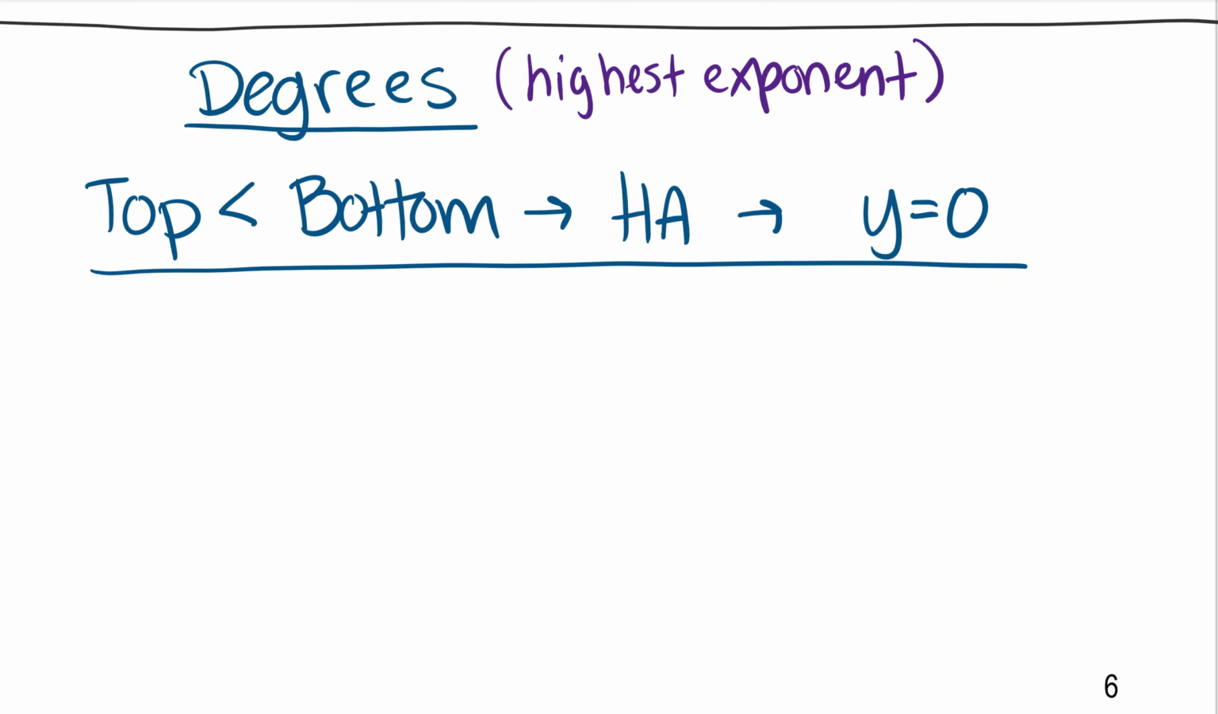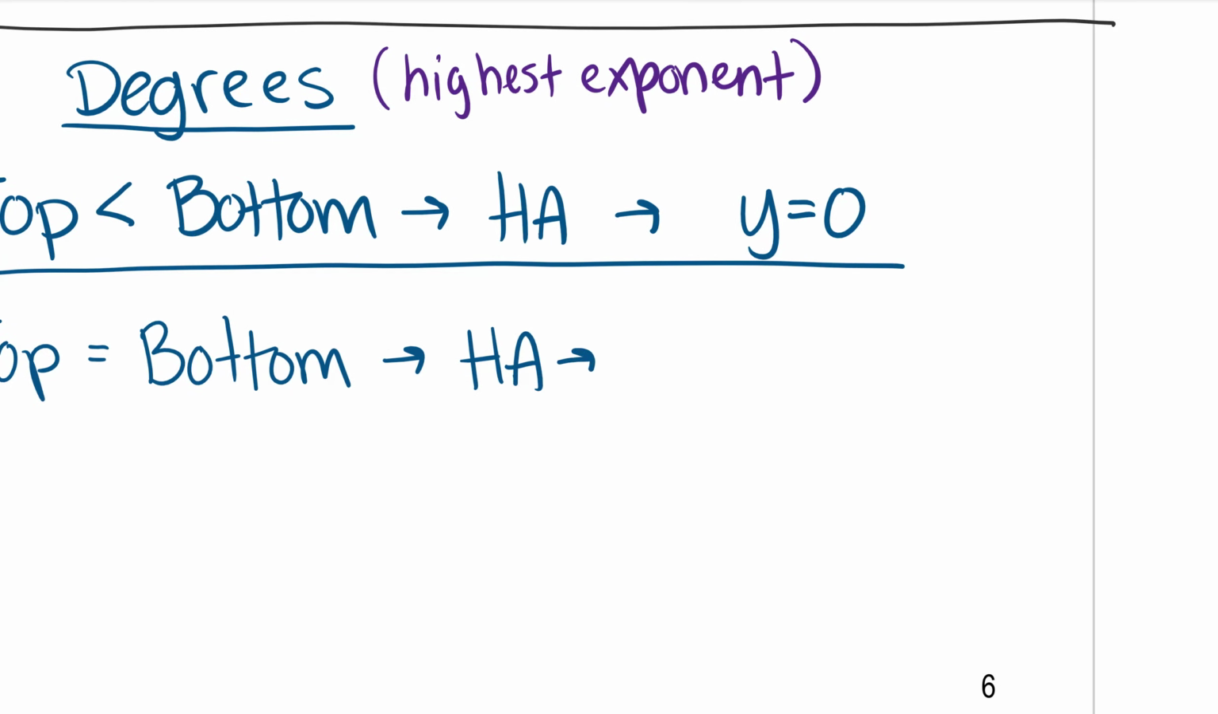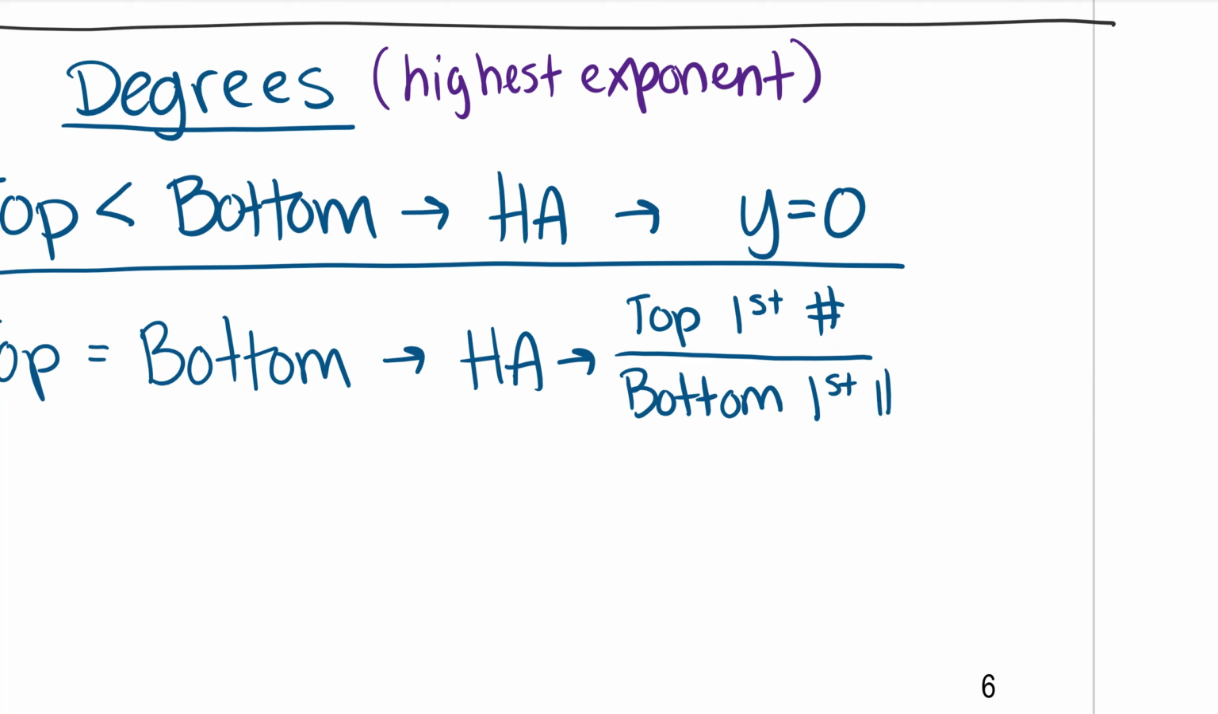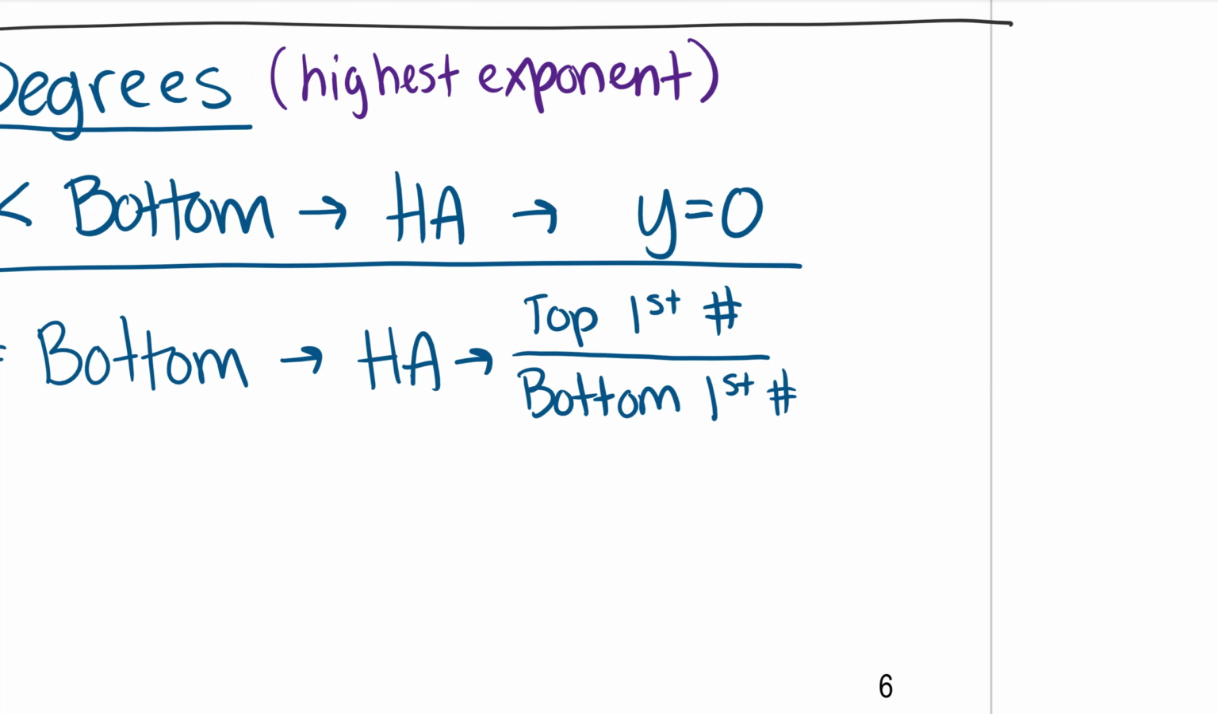Okay, now I have the next one. Let's say my top degree is equal, the exact same as my bottom degree. That would also give me an HA, a horizontal asymptote. And the way I would solve that is I would take the top first number divided by the bottom first number. Okay, and I guess I didn't really leave room. I apologize. It should also be y equals.